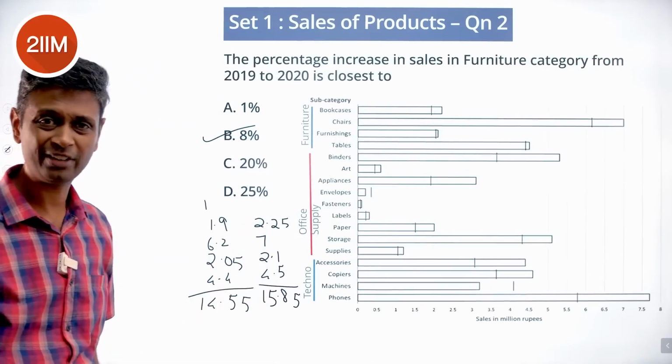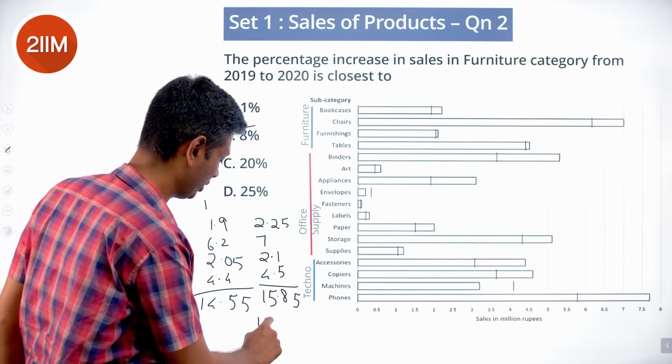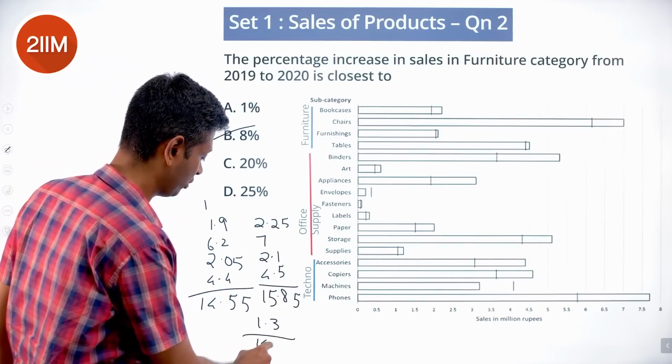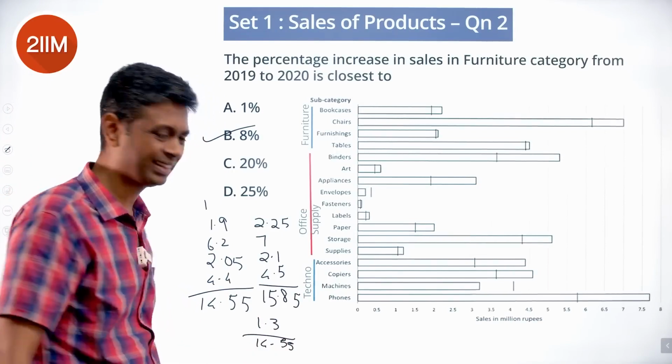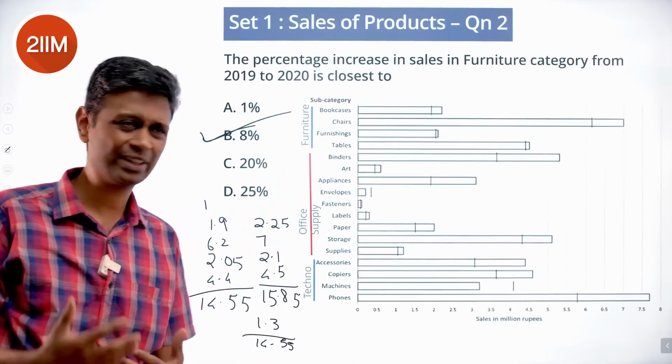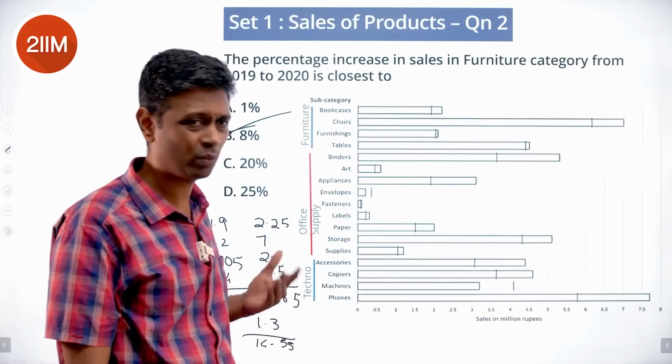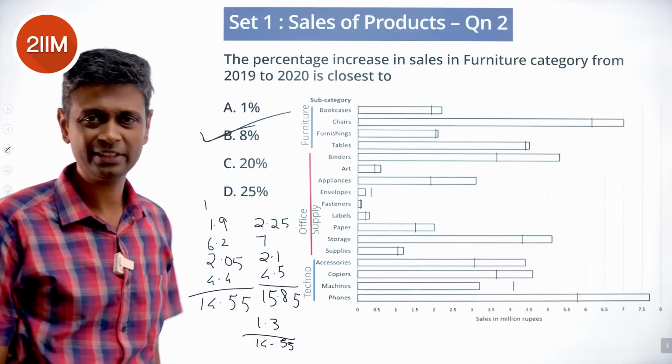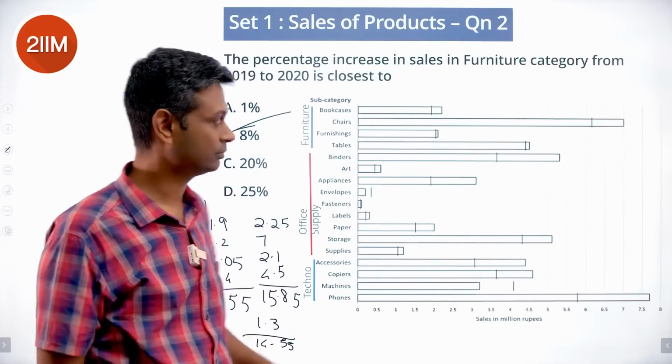14.55 to 15.85, increase of 1.3 over 14.55. Little less than 10%, going for 8%. You can guess, you can take a punt. It is more than 1. It's definitely not 20 or 25. Therefore, 8%.